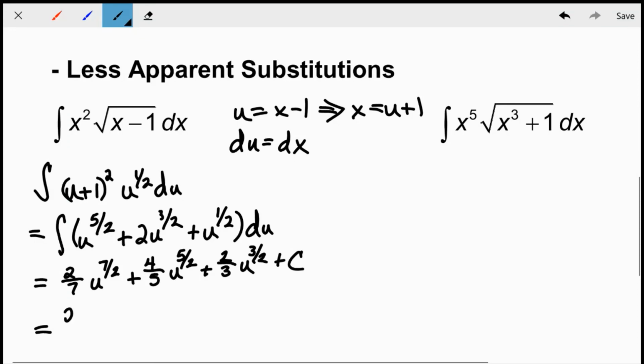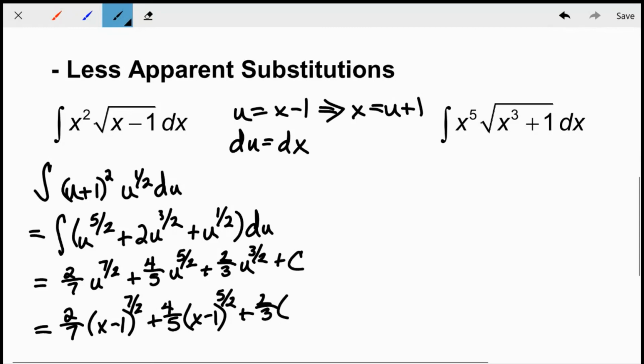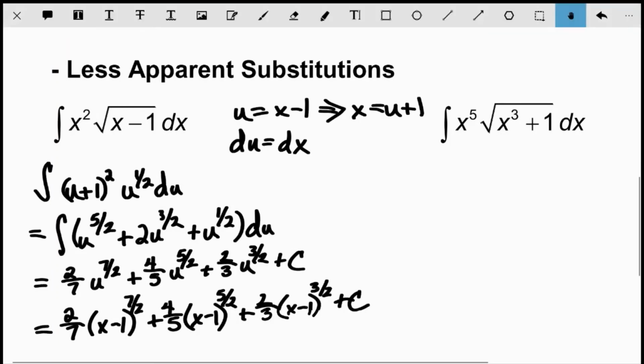And again, just like that one I showed you a minute ago, the answer here looks kind of like a mess, but this is the indefinite integral, or the antiderivative of x squared times square root of x minus 1. So I have 2/7 (x minus 1) to the 7/2 plus 4/5 (x minus 1) to the 5/2 plus 2/3 (x minus 1) to the 3/2 plus c. So that would be my solution for that problem.